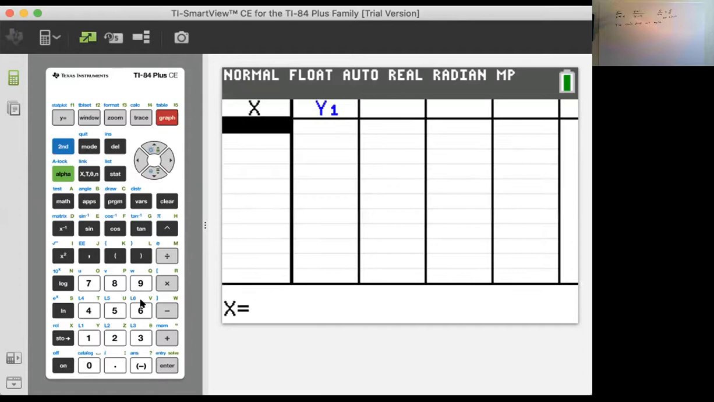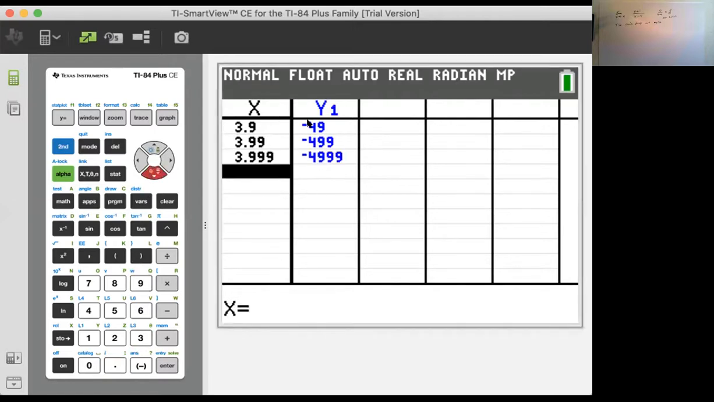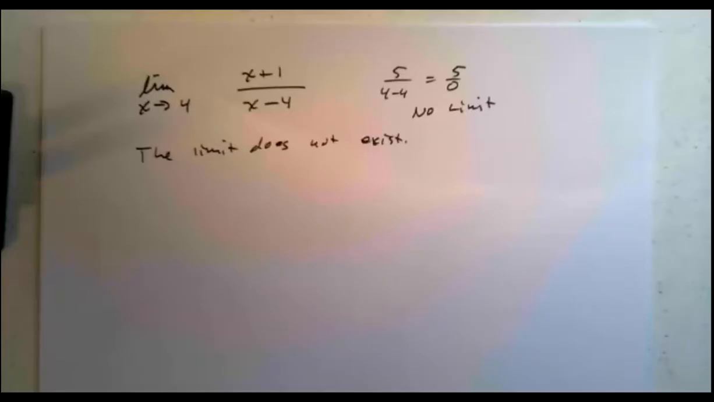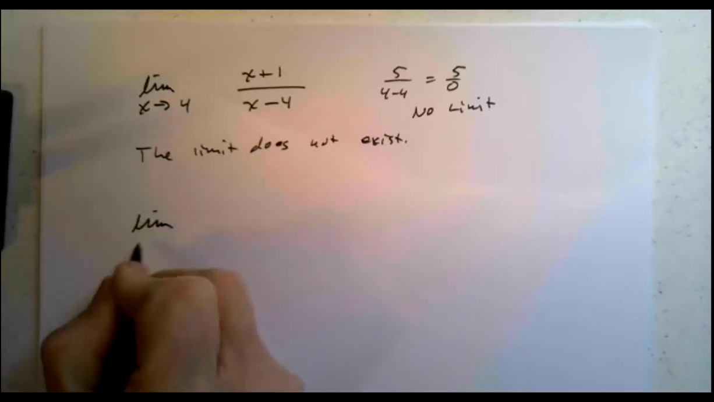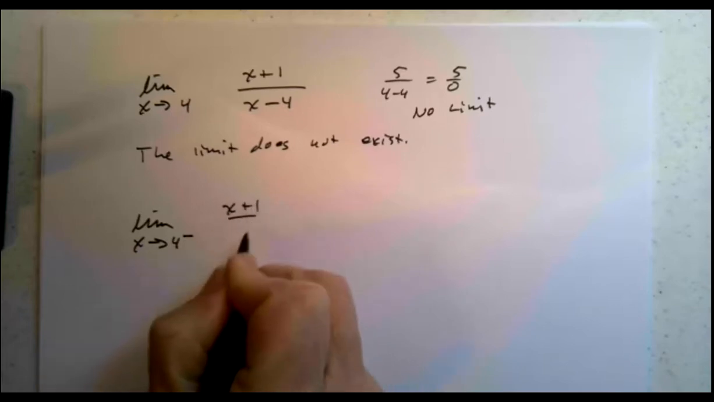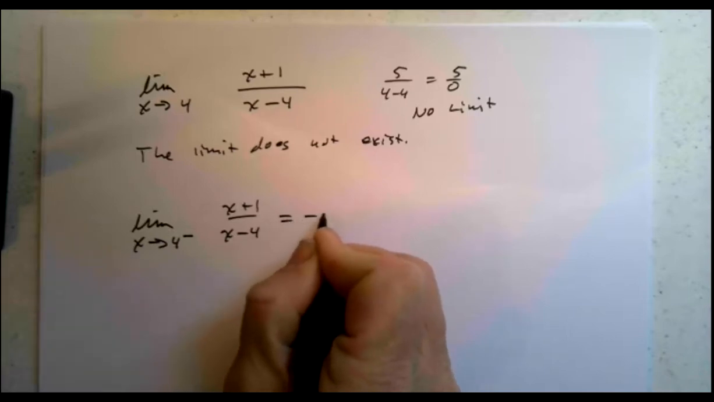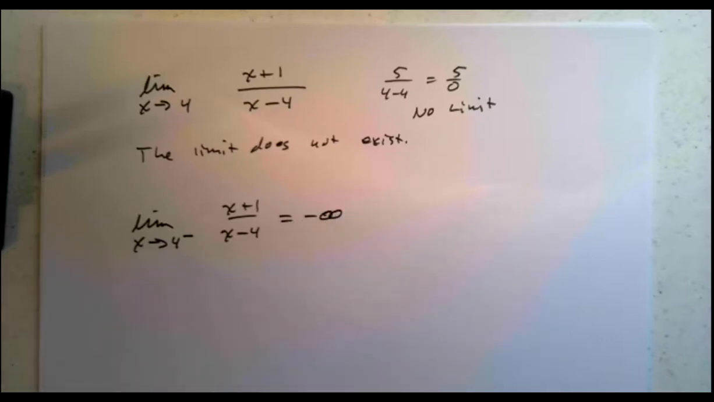Second table, near 4, 3.9, 3.99, 3.999. Well, this is certainly not stabilizing. So as I approach 4 from the left, this appears to get very large negatively. What does that mean? The limit as x approaches 4 from the left of this, it's tending to negative infinity. Most authors just say it equals negative infinity. I'm not thrilled with that, but I'll stick with the convention.